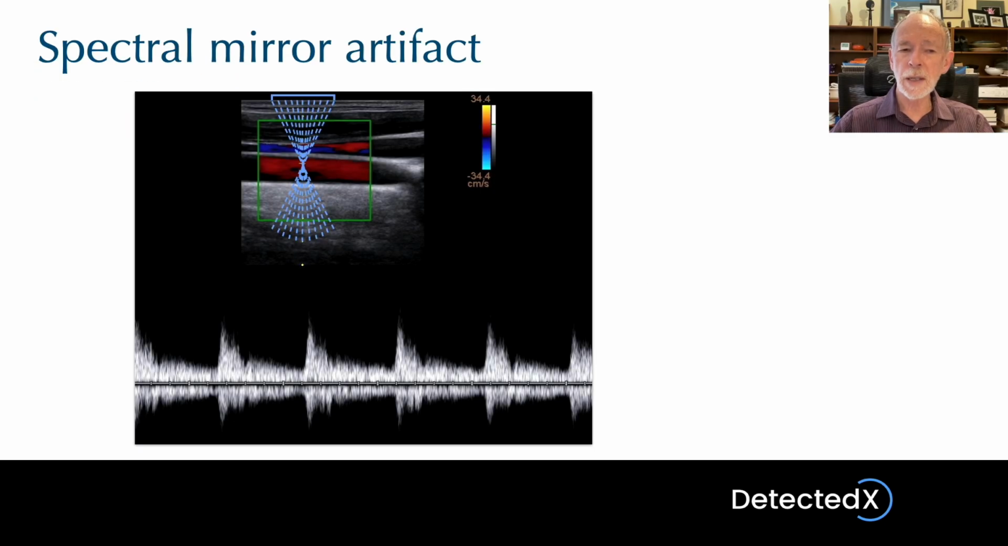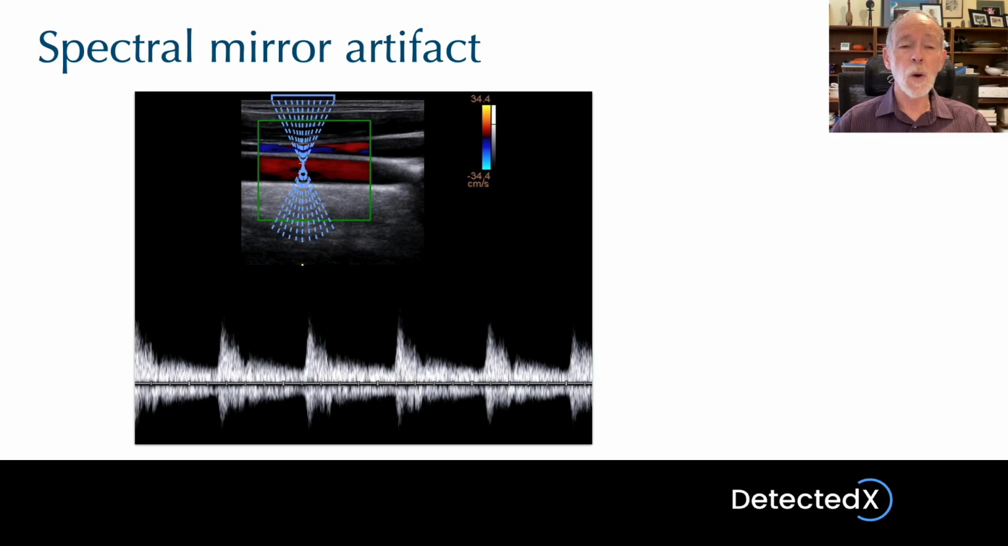Now here's a particular example of intrinsic spectral broadening. It's referred to as the spectral mirror artifact because the waveform is symmetrical above and below the zero flow baseline. So we have apparently equal amounts of flow towards the probe and away from the probe. I've overlaid on the image a guess at what the aperture size might be and therefore what the range of different pathways that the ultrasound must be travelling.